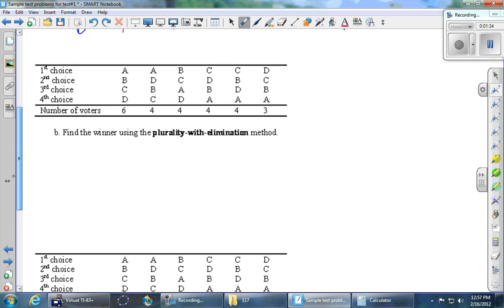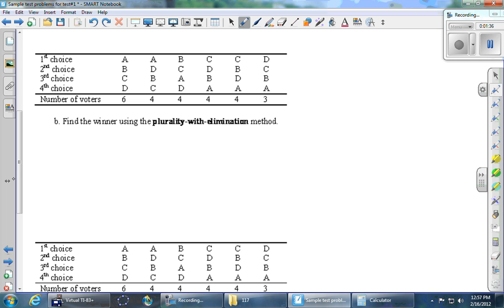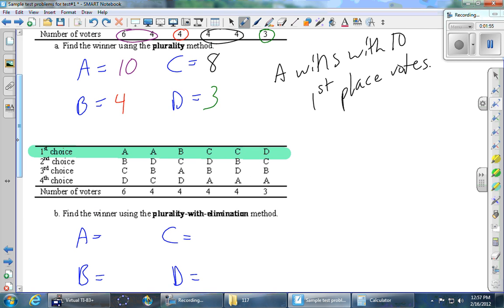Part B, find the winner using the plurality with elimination. Same idea as before. I'll highlight the top row because plurality with elimination has to do with counting first place votes. And counting first place votes here is the same as counting first place votes up here. So I'm just going to copy those numbers.